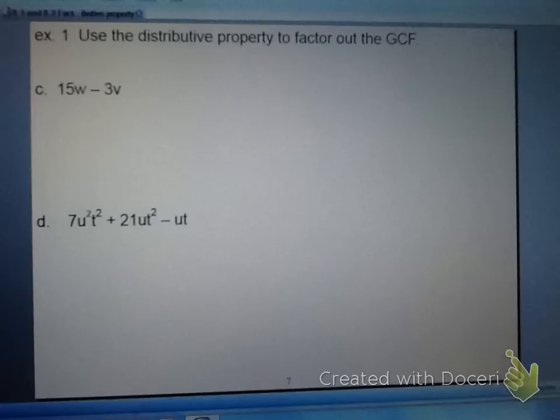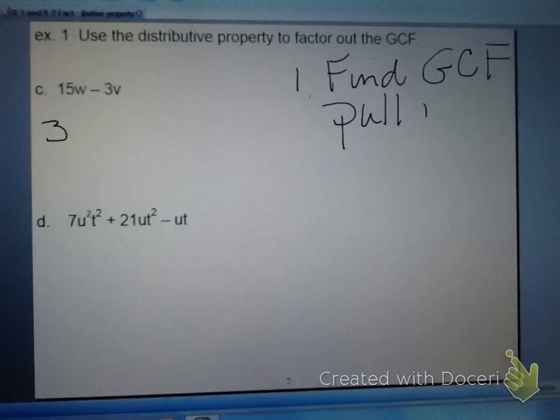Use the distributive property to factor out the GCF. Now remember, the directions in the book say use the distributive property to factor each polynomial. I like these directions better. So step 1 is you find the GCF. My GCF in this problem is 3. Pull it out of the polynomial.